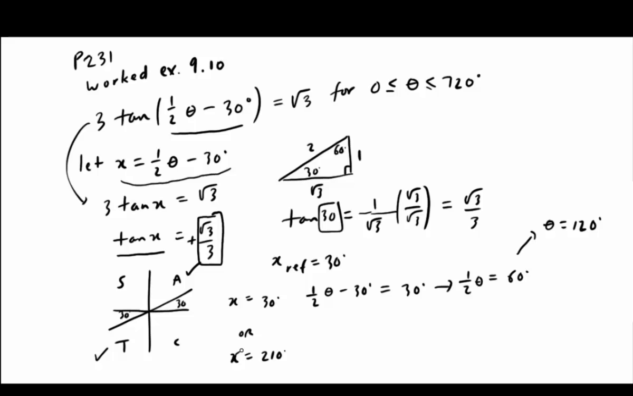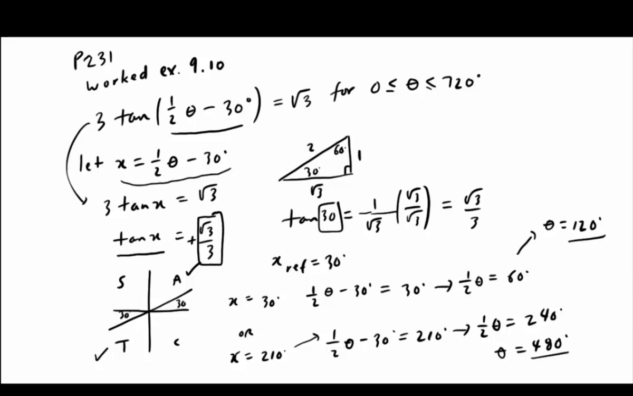Okay, so now let's try this one here. Remember x is also 1/2 theta minus 30, and it equals 210. So 1/2 theta equals 210 plus 30, which is 240. Multiply both sides by 2. We get theta equals 480 degrees. So we have two possible contenders as answers.